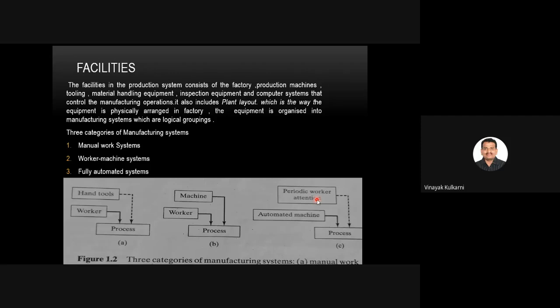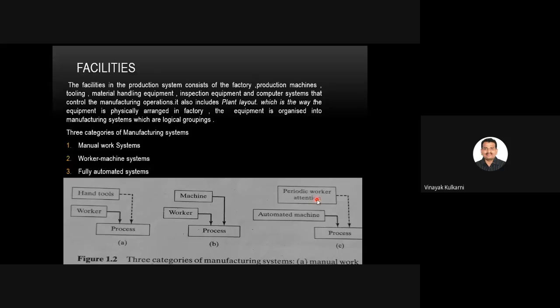Most of the examples for fully automated machines would be chemical processes, oil refineries, and nuclear power plants. The workers do not actively participate in these processes except to make occasional adjustments in the equipment settings, perform periodic maintenance, and spring into action if something goes wrong.